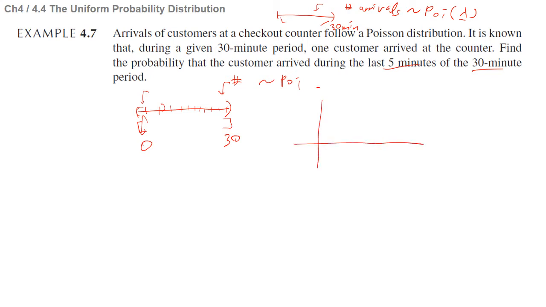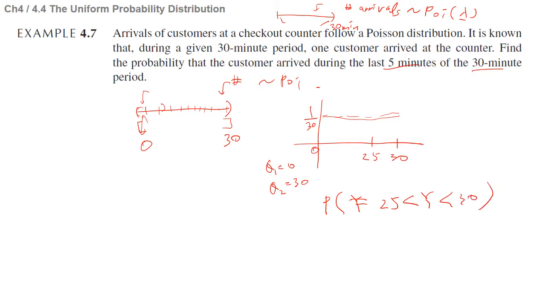So we can model it with theta 1 equal to 0 and theta 2 equal to 30, and the last 5 minutes is 25 to 30. What we want to calculate is the probability that y is between 25 and 30, and this is the area here, so it is 5/30, which is 1/6.